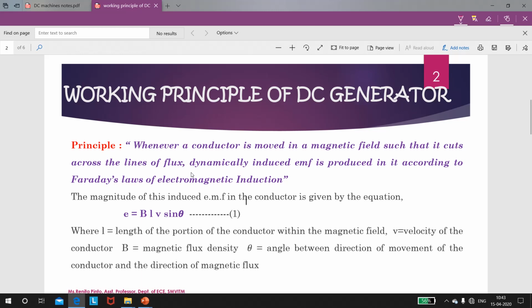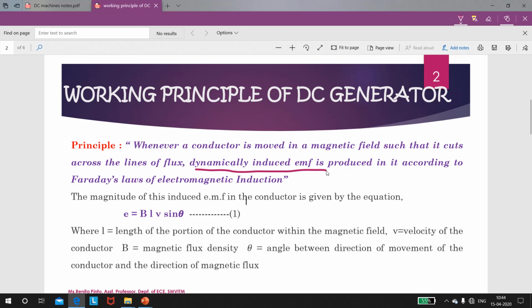So if the conductor is moving and the magnetic field is constant, then EMF will be induced in the coil due to the relative motion of the conductor and the magnetic field. Then such type of EMF is called as dynamically induced EMF. So one point to be noted here is, for the EMF to be produced, there always has to be relative motion between the conductor and the magnetic field. So if there is no relative motion between the conductor and the magnetic field, then no EMF will be induced. So here in the dynamically induced EMF, the conductor is moving, magnetic field is constant.